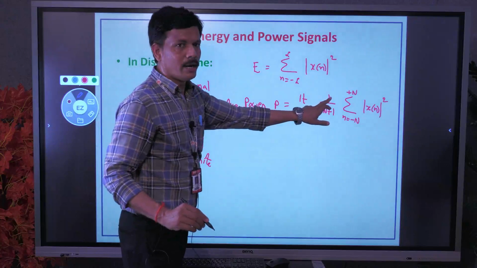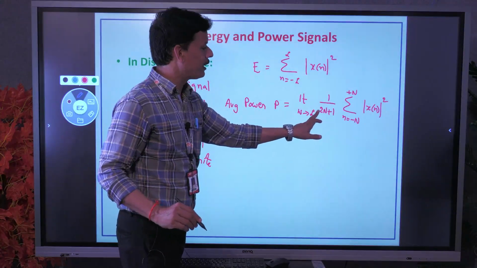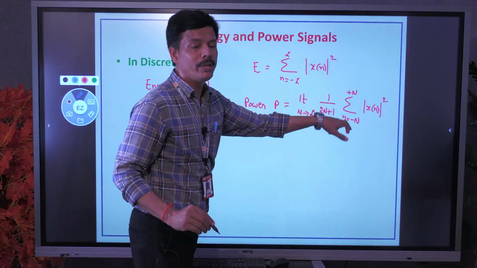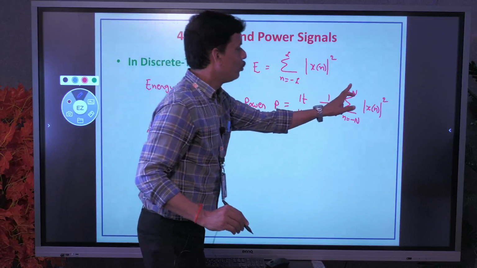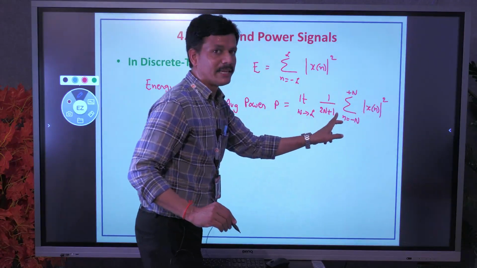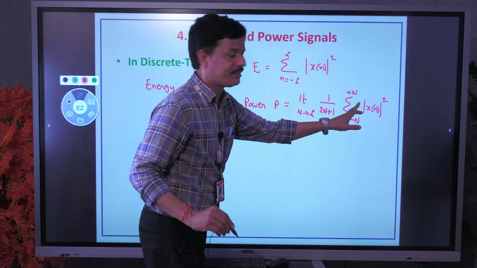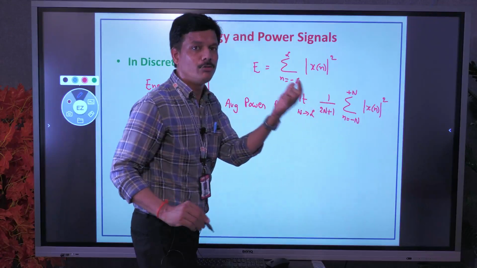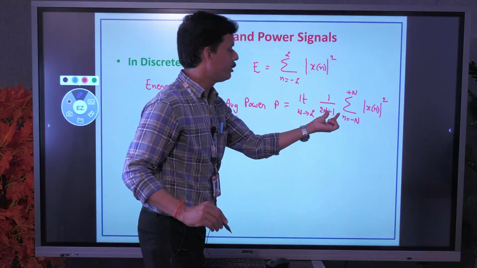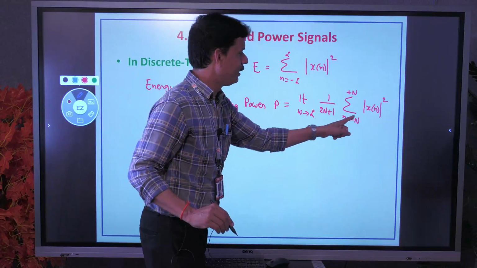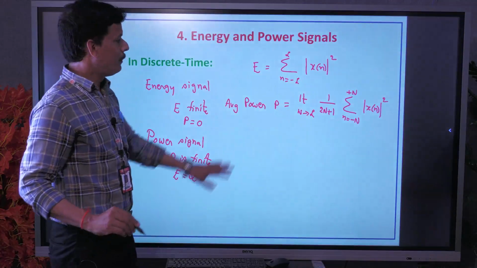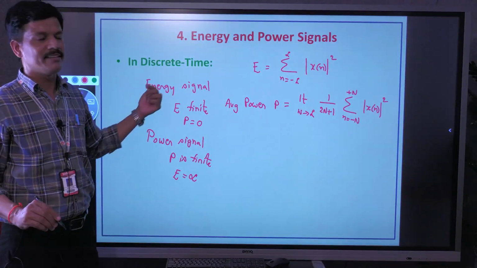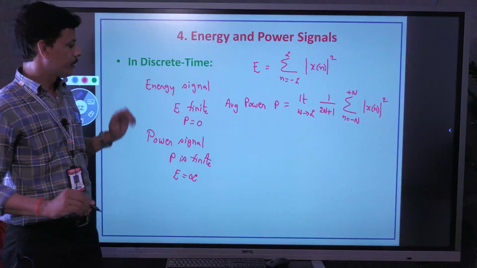You may be confused why we have taken 2n plus 1. Because in the range from minus n to plus n, we have 2n plus 1 number of samples. So we calculated the energy of the given signal, the square of the magnitude of the signal in the specific interval minus n to plus n, divided by the duration 2n plus 1, because there are 2n plus 1 samples between minus n to plus n. So by using these two formulas, we can tell whether the given discrete time signal is an energy signal or a power signal.